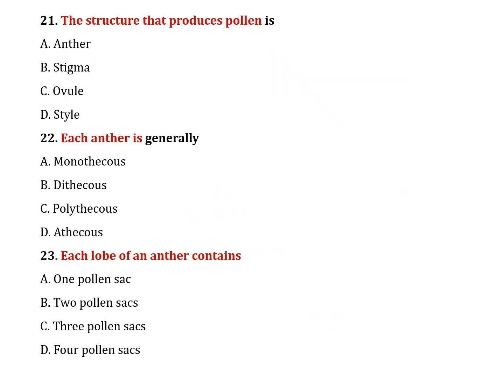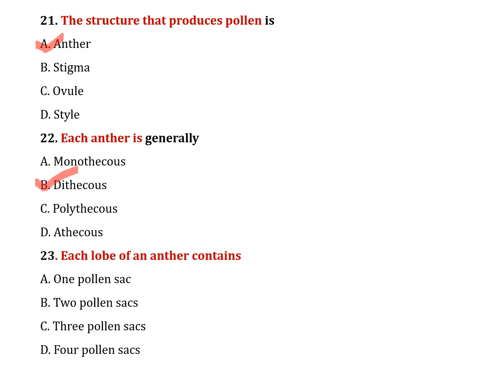The next question, number 21. The structure that produces pollen is known as: option A, anther; option B, stigma; option C, ovule; option D, style. Correct answer is option A, anther. The next question, number 22. Each anther is generally: option A, monothecous; option B, dithecous; option C, polythecous; option D, athecous. Correct answer is option B, dithecous.